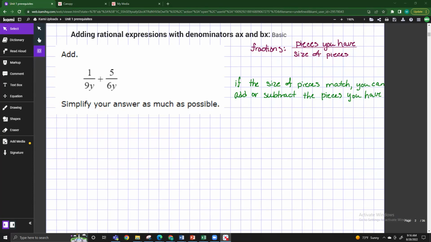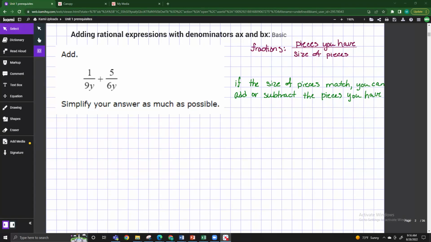So if we think about fractions as candy bars, we can break them up into more pieces. It's a little harder to glue them back together, but we could approximate how many we have, to see if we have a whole candy bar and that kind of stuff. So for this one, the sizes of the pieces don't match, so we have to break them down into more pieces, meaning they're going to get smaller, but there's going to be more of them.